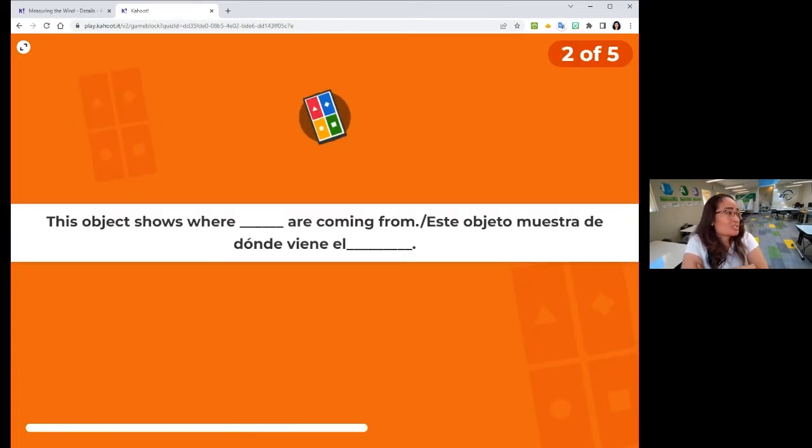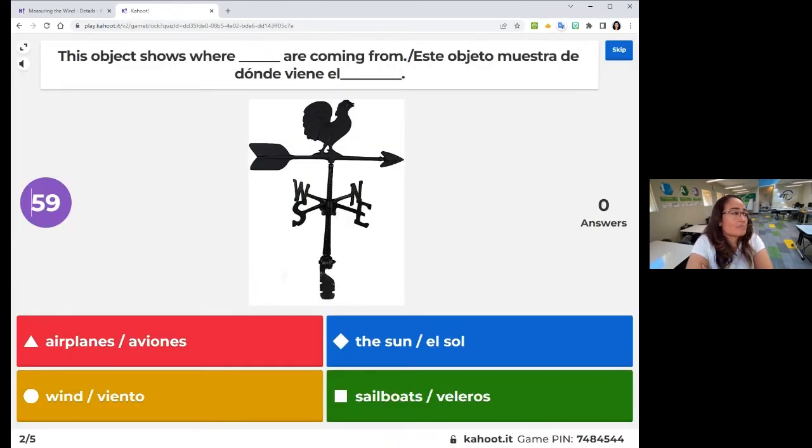This object, look at the picture. This object you see here is going to show where blank are coming from. Does the object show where airplanes are coming from? Red triangle. Does the object show where wind is coming from? Yellow circle. Does the object show where the sun is coming from? Blue diamond. Or does the object show where sailboats are coming from? Green square. And bonus, if you remember the name of this object, we mentioned it a little bit.